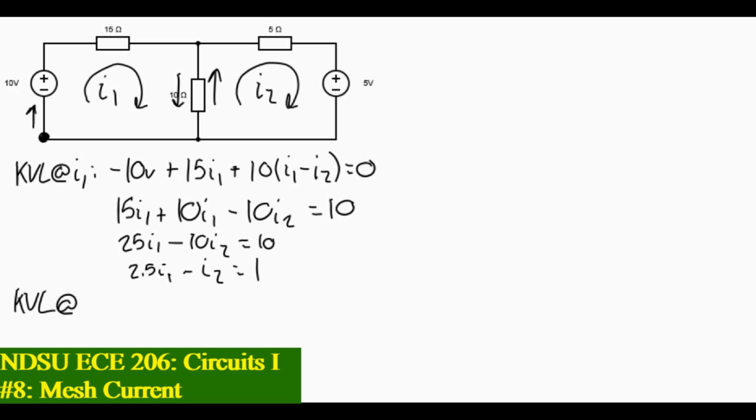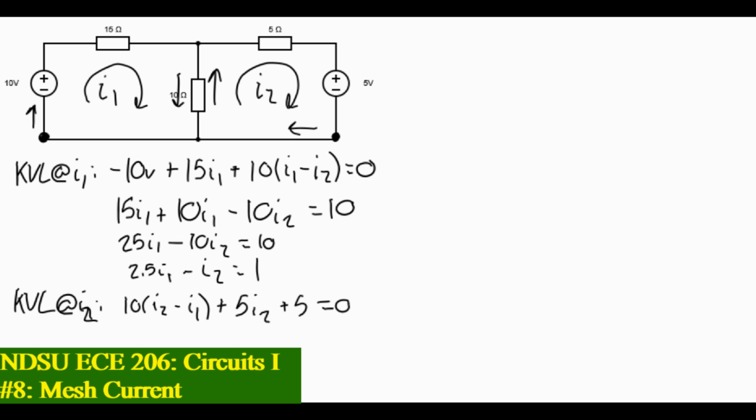KVL at I2. Okay, let's start right here. And remember to go in the direction that we have I2 labeled. So the first thing that we're going to meet is that 10 ohm resistor. However, we're solving for I2, so let's take the difference between I2 and I1 this time. I2 minus I1 plus 5 I2, just the current going through that 5 ohm resistor. And then we reach the 5 volt source, 5 volts, equal to 0.